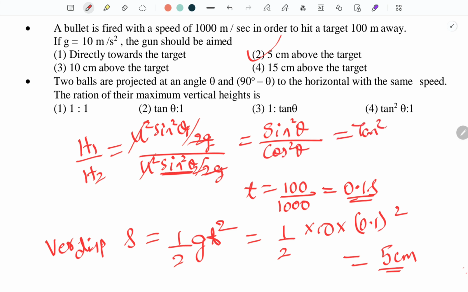So it is tan square theta by 1. So answer is tan square theta is to 1. This is your answer. This was a pretty simple question, and in the synopsis we have written it as a standard formula also. Okay, I hope you have understood this particular question.